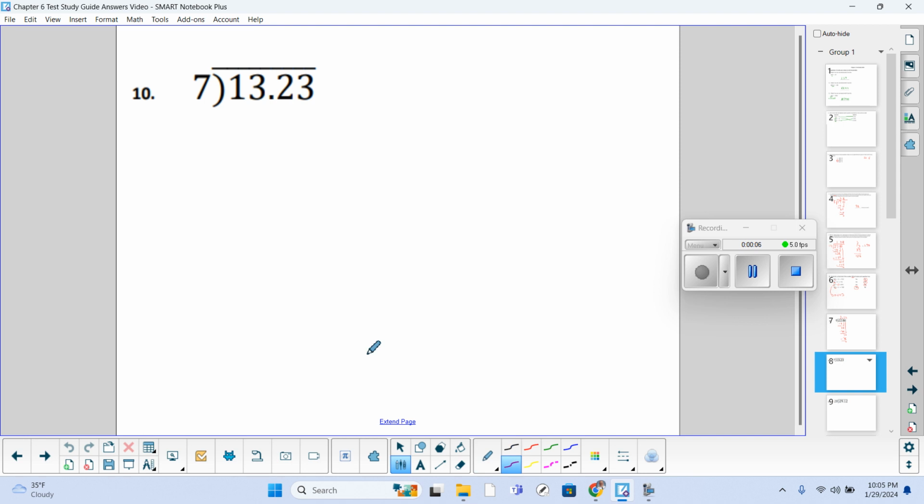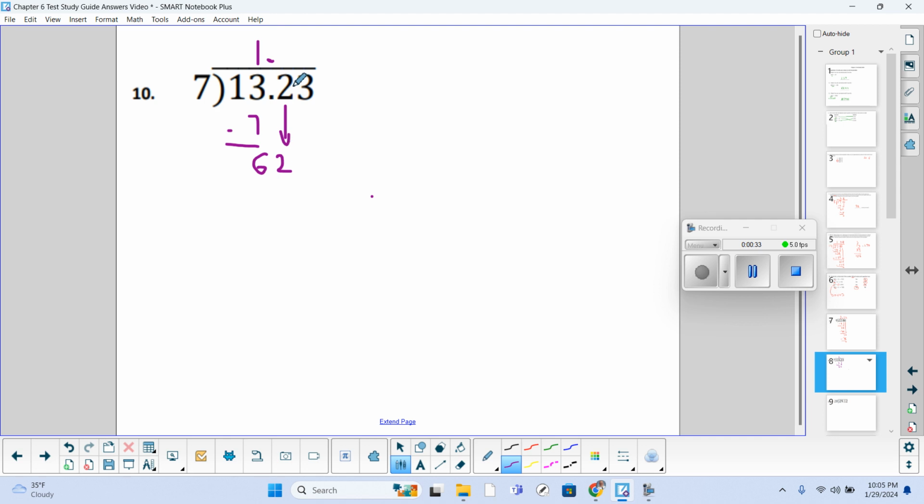All right, now question 10. How many times does 7 go into 13.23? Decimal would go right there. 7 doesn't go into 1. 7 goes into 13 one time because 2 times is too much. 1 times 7 is 7. Remainder is 6. I now bring down this 2.